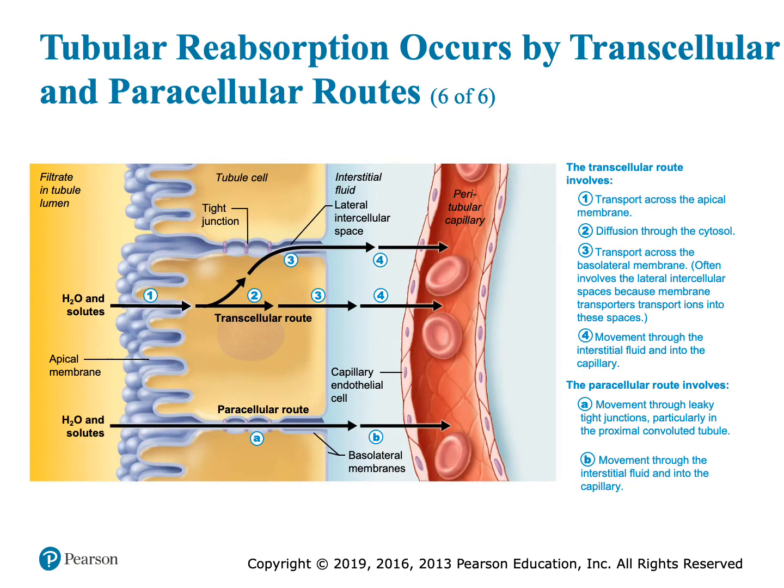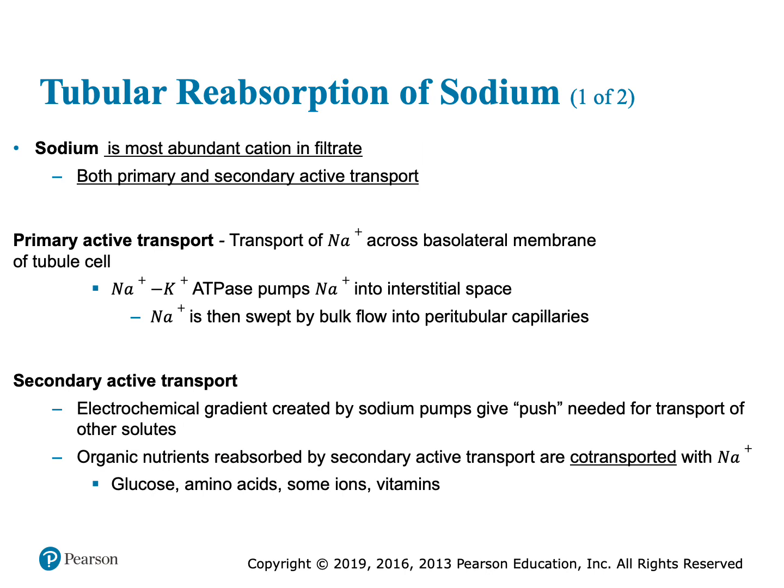So the most abundant cation in the filtrate is going to be sodium, and it can be primary or secondarily pumped back into the blood. So it might be that primary sodium-potassium pump, or if you remember from AMP1, sometimes there's secondary transport where we're almost getting energy from the sodium pump moving on to the next pump. So we're going to have co-transportation. Again, probably too much information.